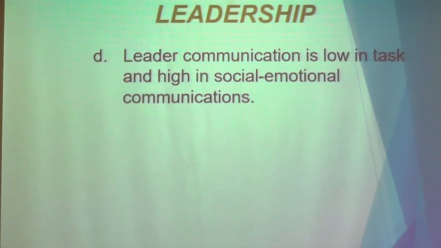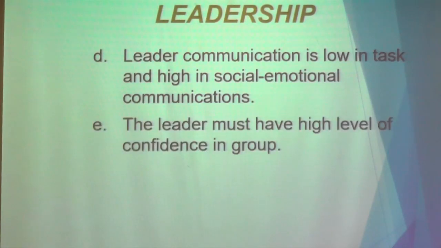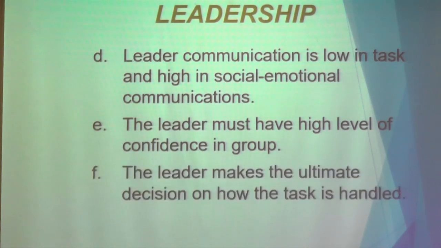Leaders' communication is low in task and high in socio-emotional. The leader must have high levels of confidence in the group. The leader makes the ultimate decision on how the task is handled. This style of leadership is very similar to the democratic style of leadership which we learned yesterday. The democratic style of leadership is where the leaders, the top managers, are the ones who finalize the decision, but they consult the lower level managers.